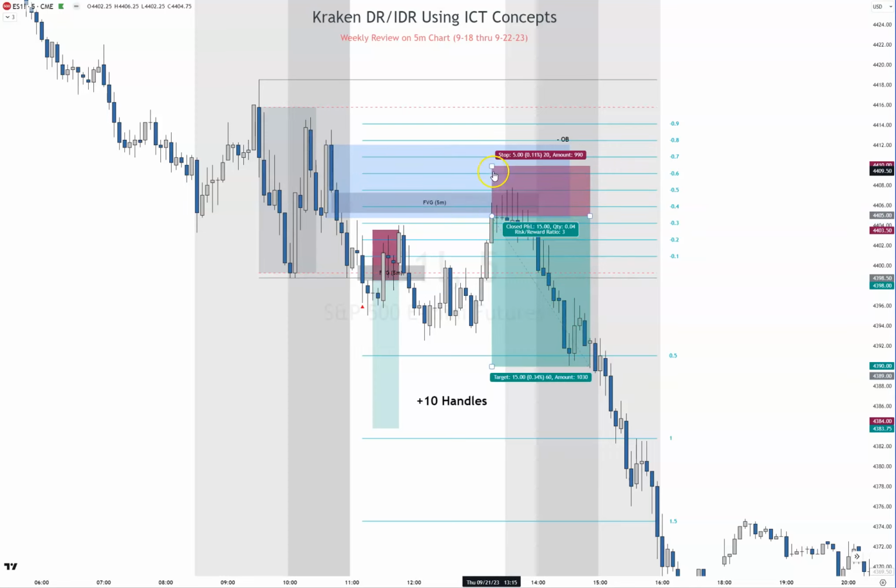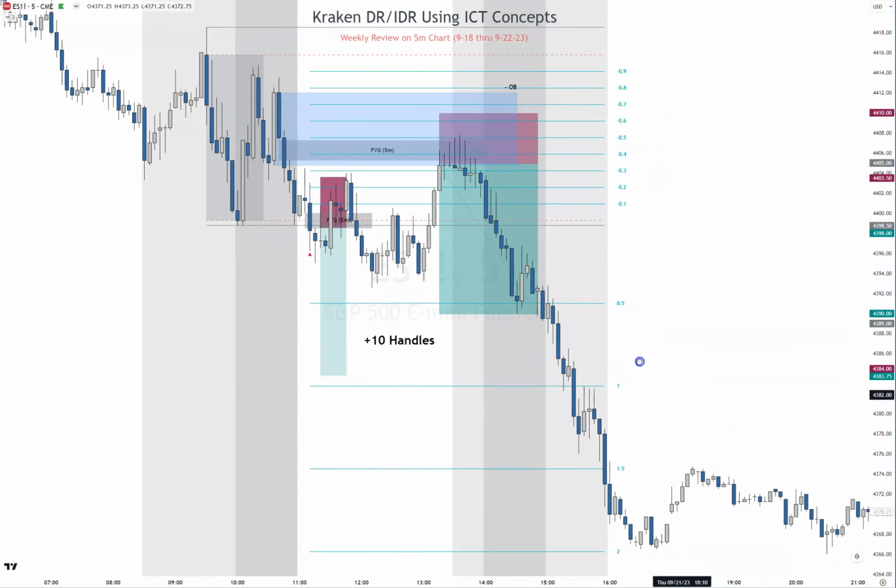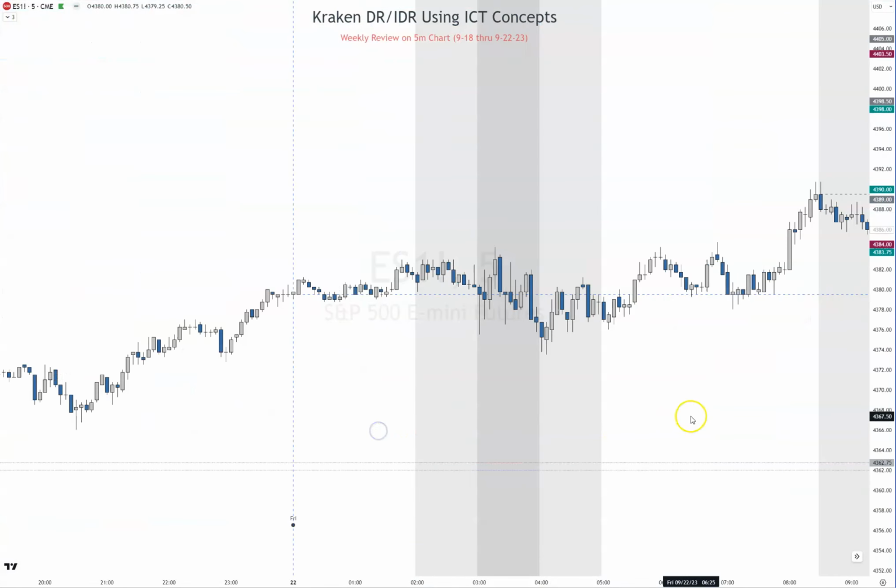Took the trade right here again, 5 handle stop, aim for 15. We get 15 handles. So plus 15 minus 5 for the loss here is net 10, right? So now we are at 28 handles for the week. That was Thursday. Have a winner and a loser. Let's go to Friday.